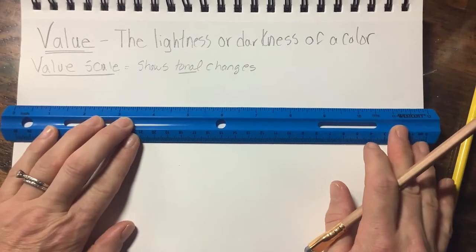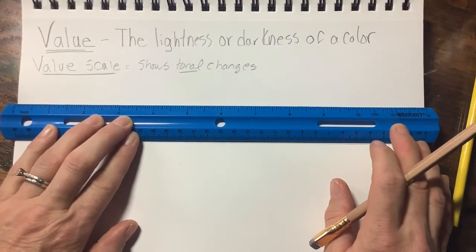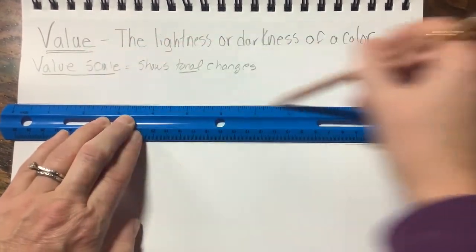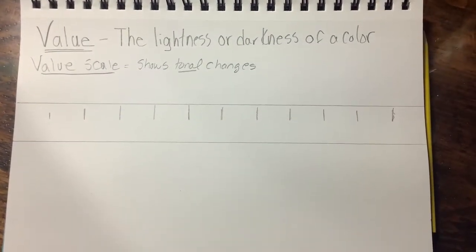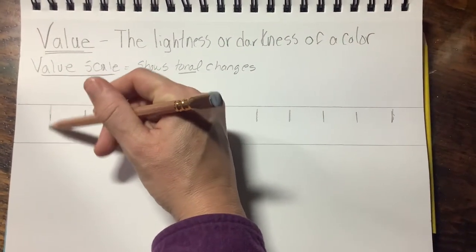It doesn't have to be totally perfect. I'm just actually making it the same width as my ruler. I kind of made it easy.